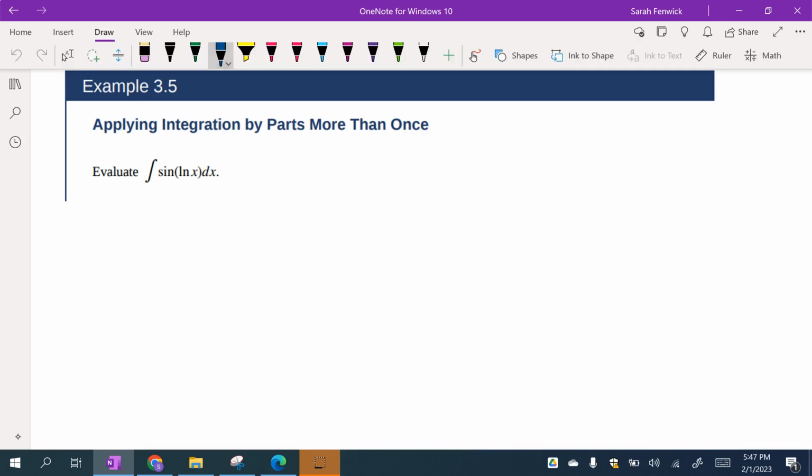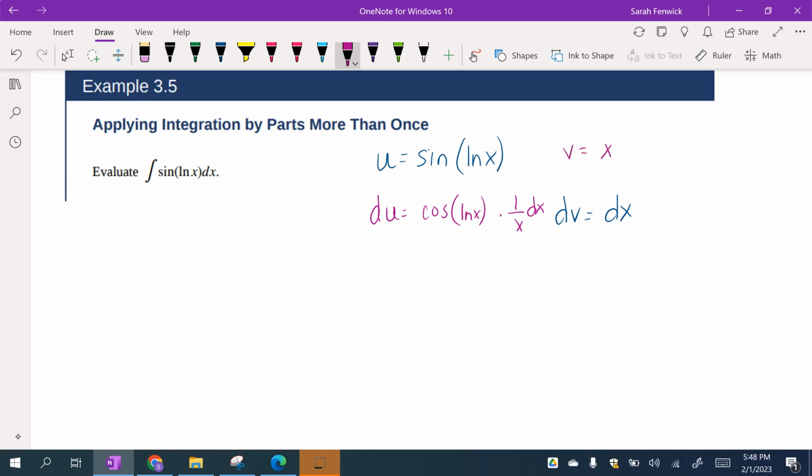Sorry, my pens were not out. u is going to be sine ln x and dv is going to be dx. So when we take du, the derivative of sine is cosine, keep your ln x, times the derivative of ln x, which is 1 over x dx. When we integrate dv, we get v equals x.